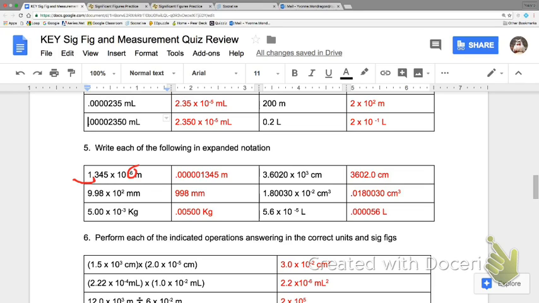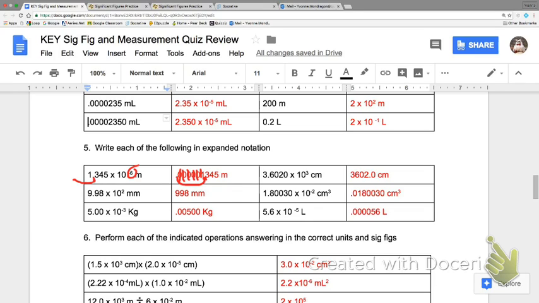Once we do that, we end up with 0.00001345. If you're not sure if you've done it right, move the decimal point back and see if you ended up where you started from. So if we drag the decimal back between that 1 and the 3, we count how many times? 1, 2, 3, 4, 5, 6, and we end up with that 1.345 again. That's a good way to check.